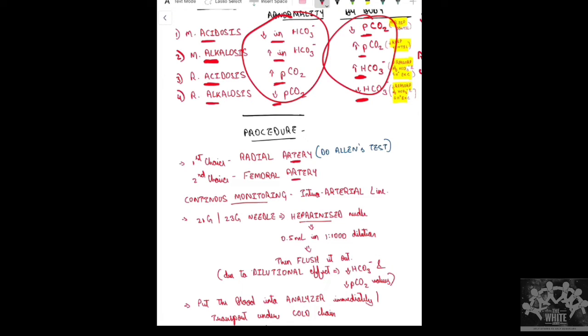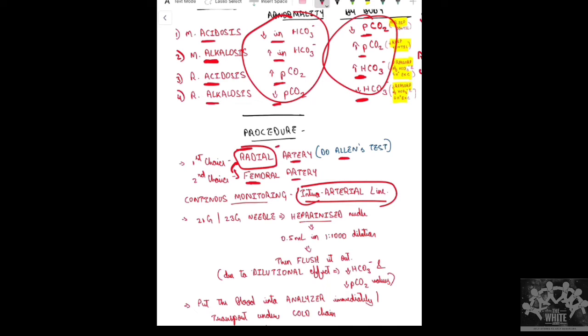How? First choice is the radial artery. If the radial artery is not fine, then we go to the femoral artery. Femoral artery is hardly used. We usually do it through the radial artery. And if we have put an intra-arterial line, then we can directly draw the blood. Usually the brachial artery is used. First, we'll have to do Allen's test. Before the procedure starts, we do Allen's test to check for patency.